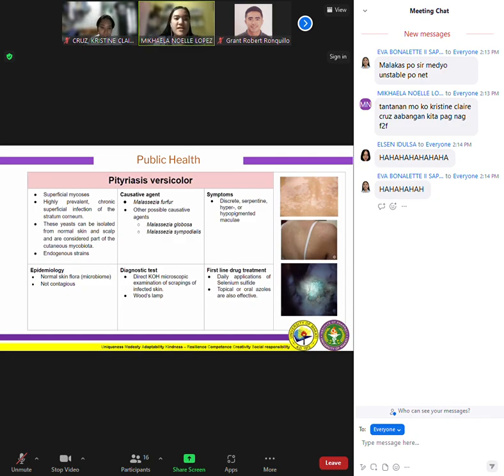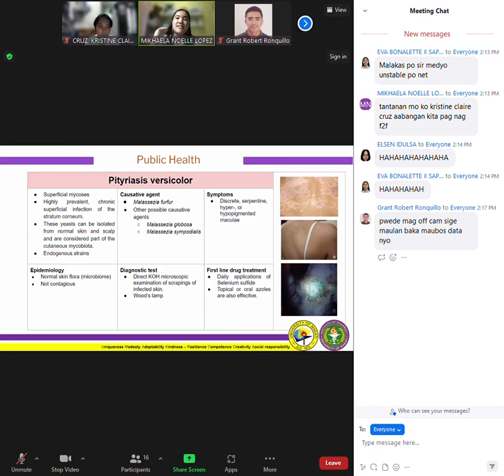So for the first fungal disease we have is Malassezia furfur, which is the causative agent of Pityriasis versicolor. So it is a highly prevalent chronic superficial infection of the stratum corneum, or the outermost layer of our epidermis, caused by species of the lipophilic yeast Malassezia. So these yeasts can be isolated from the normal skin and scalp and are considered a part of the cutaneous microbiota. So what are cutaneous microbiota? So these have a role of maintaining skin homeostasis. So they provide protection against invading pathogens and the modulation of the immune system.